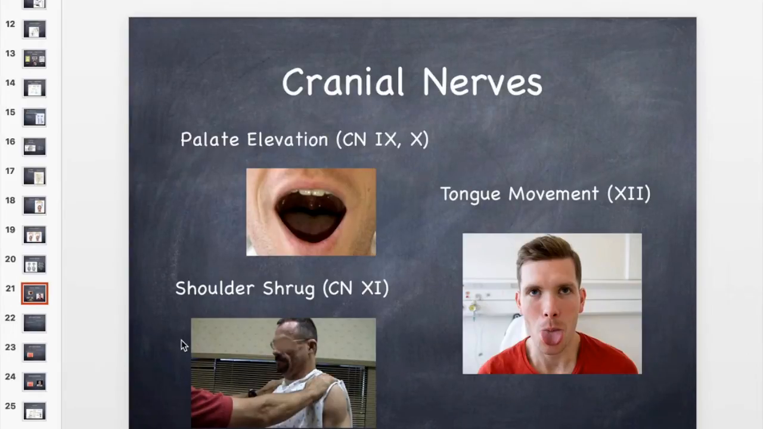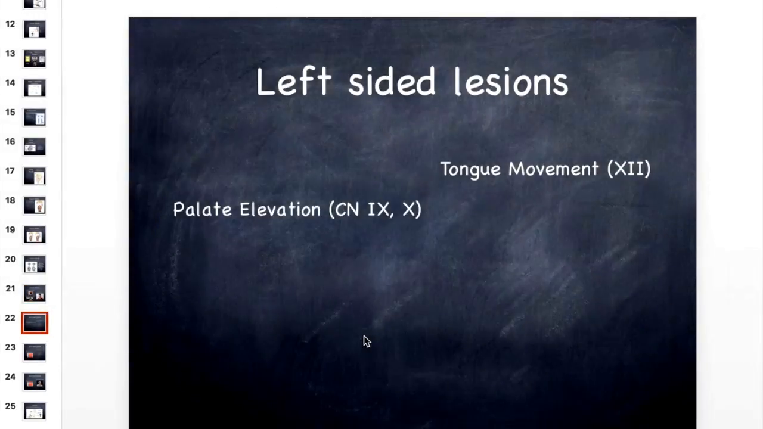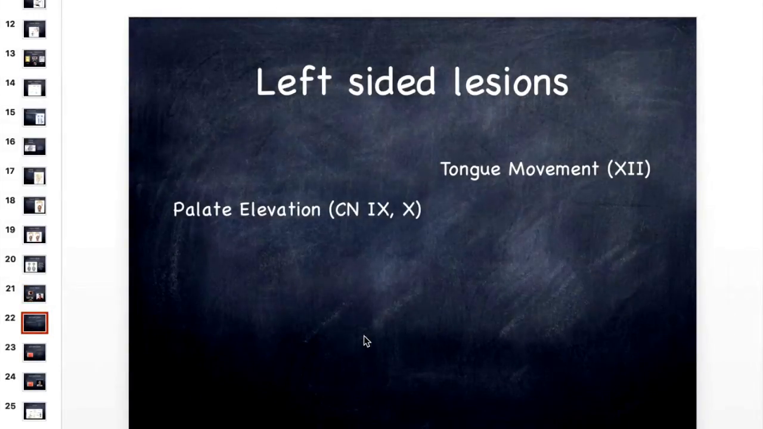Okay, now as we're going down and looking at palate elevation, having them say ah, shoulder shrug, and tongue movements. Palate elevation is cranial nerves 9 and 10, shoulder shrug is accessory, 11, and tongue movements is the hypoglossal at 12. So let's think about a classic Step 1 question. They either tell you there's a lesion of a cranial nerve on the left side, or they show you a picture and ask which side the cranial nerve lesion is on.